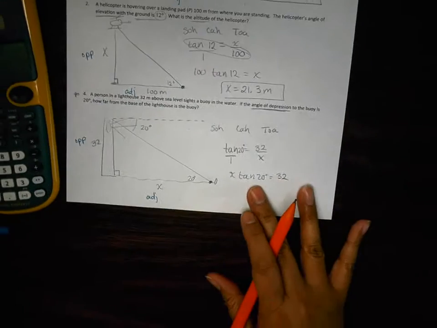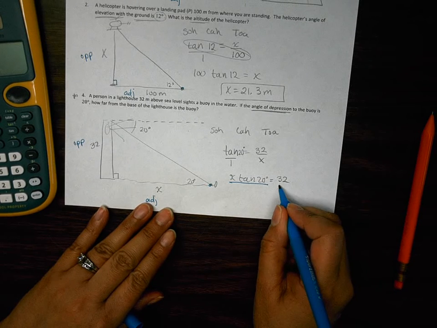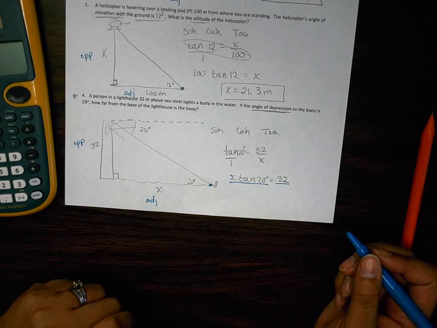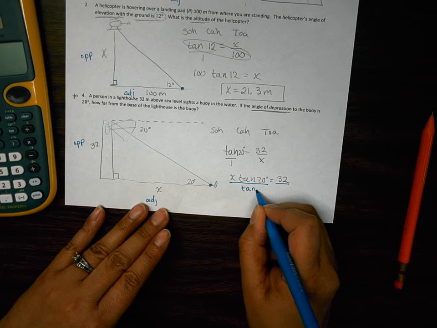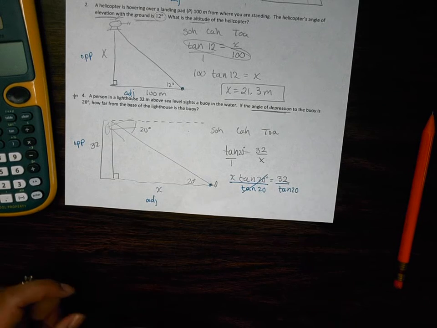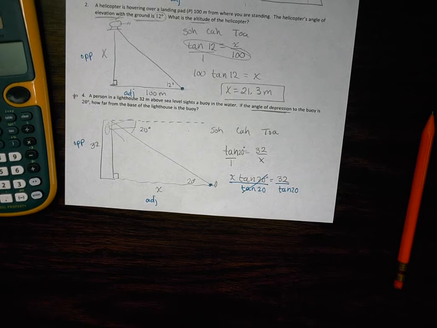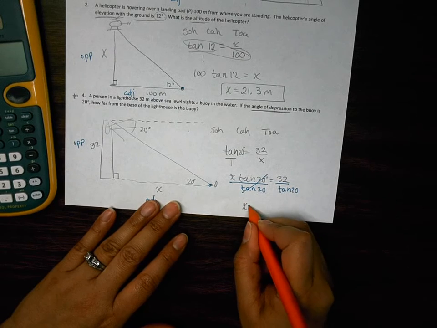What's the extra step here? Divide both sides, not by x and not by 32 and not even by 20. What do I divide by? Tangent of 20. Not just 20, but tangent of 20. You can't ever break up tangent with its angle unless using inverse functions.